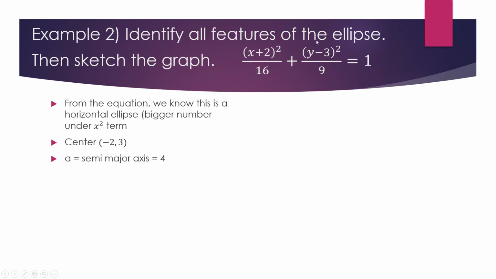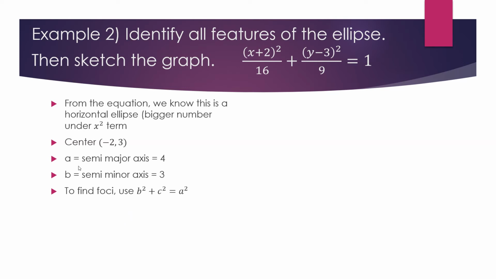B squared is underneath the y term in a horizontal ellipse equation. So if b squared is 9, b would have to equal 3. In order to find our foci, we're going to have to use the equation b squared plus c squared is equal to a squared.